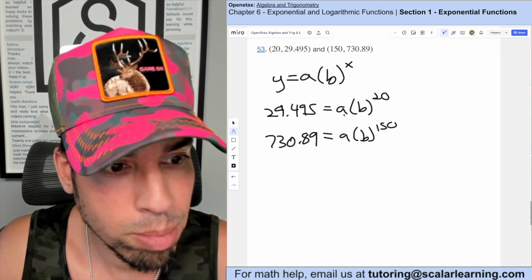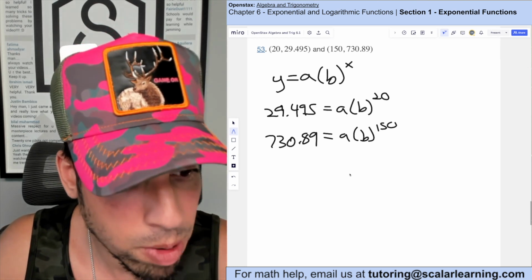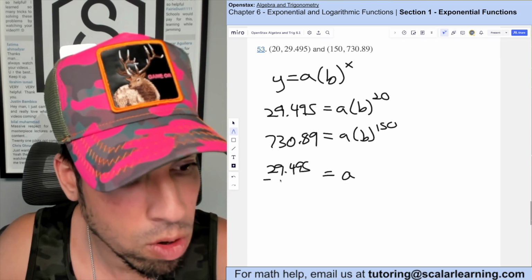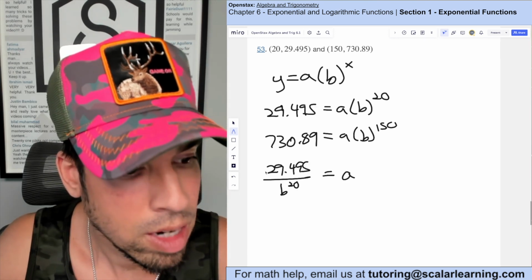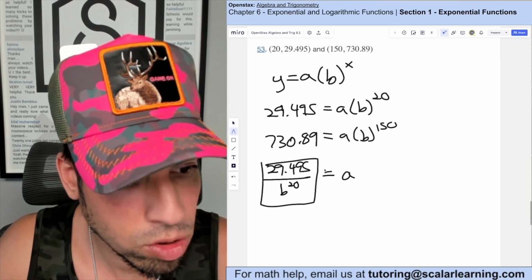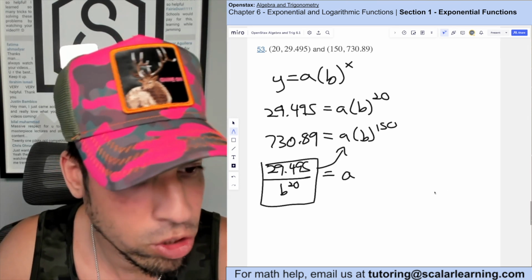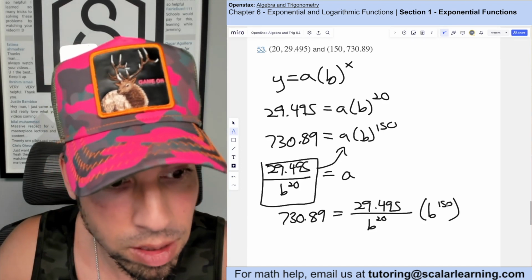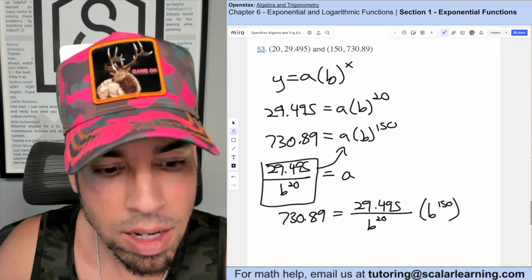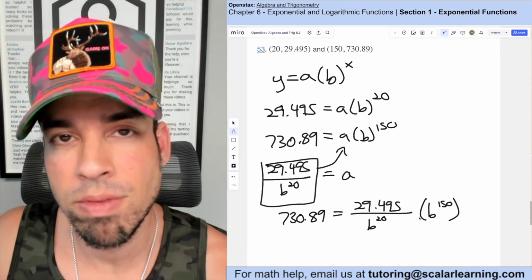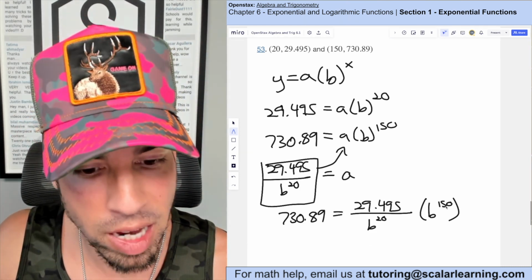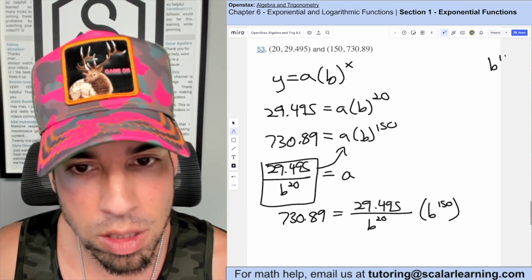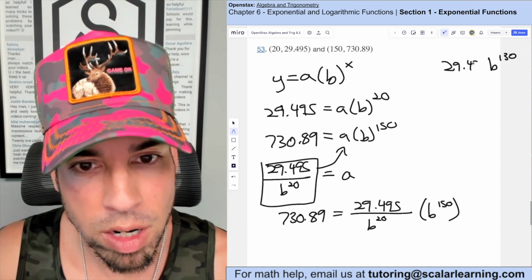So if I divide both sides by b to the 20th power, I know that a equals 29.495 over b to the 20th power. Now I can take this and substitute this in for a in the second equation. So you see I've plugged everything in, and then I have b to the 20th on the bottom, b to the 150th on the top. And the nice thing is it's basically division. So when you have division, you're essentially just subtracting those exponents. So it's 150 minus 20, which is b to the 130th. And then we got that 29.495 in front.